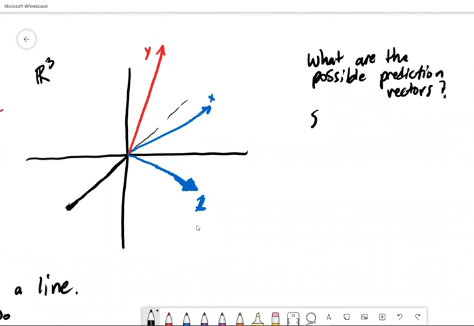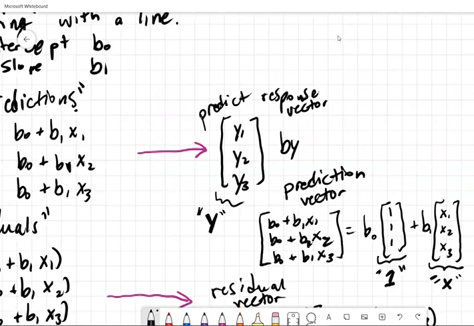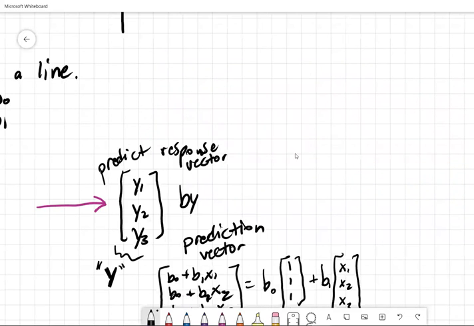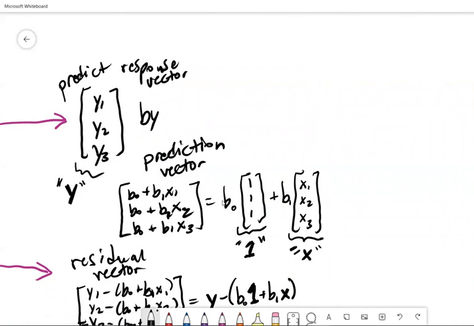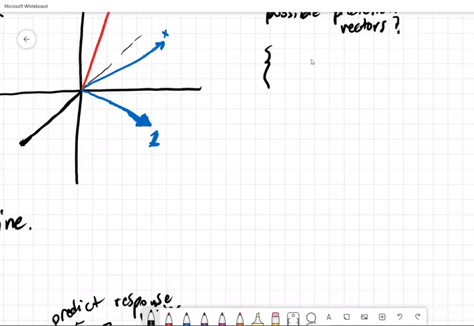Well, they are the set. Let's go back and look. All right, we're allowed to pick. Here's what the prediction vector looks like. We're allowed to pick any number b0 or b1, and then we're going to get that linear combination of the vectors 1 and x. So what are these possible prediction vectors?